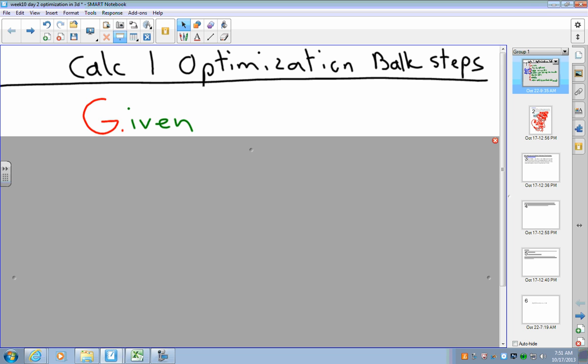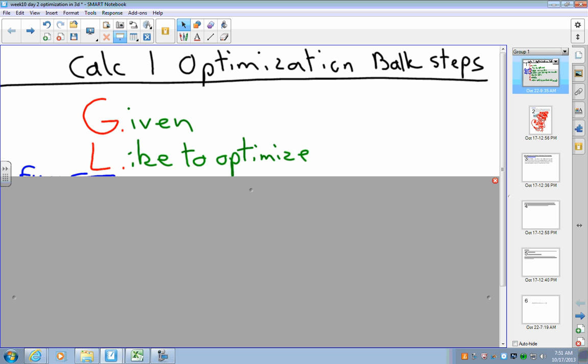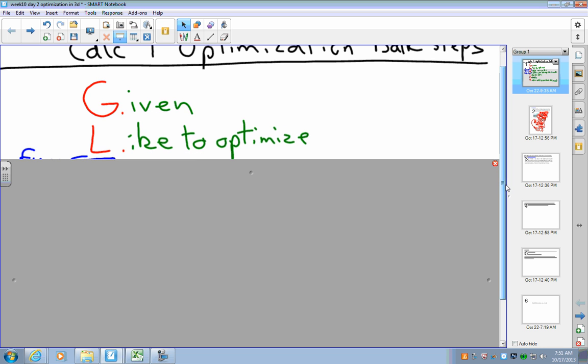So, G is the given. So I want to write down what the given is, and you do not have to solve it this way. You solve your optimization however you want, okay? But G was my given, and then L is what would you like to optimize? So you have two equations so far. One has everything in it, the given one. And then the next equation is the one that you're actually going to want to take the derivative of.